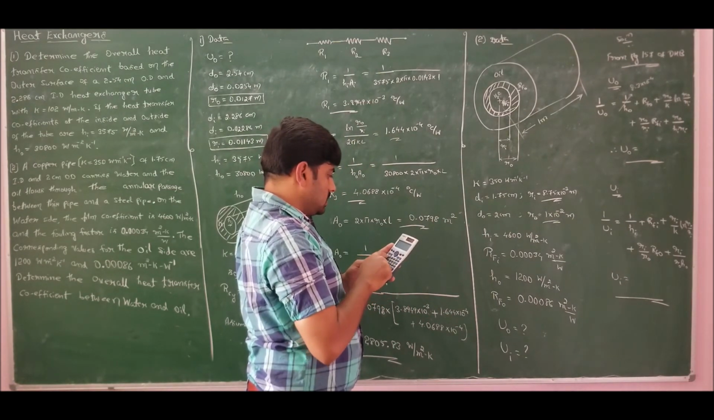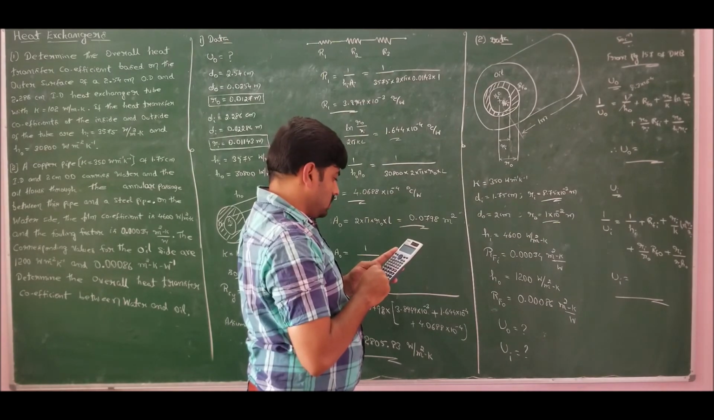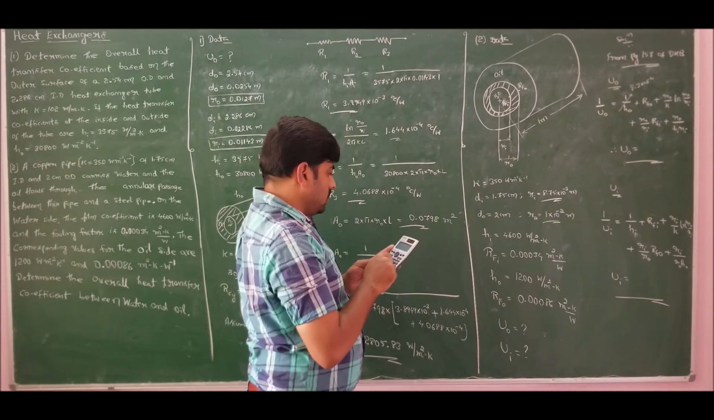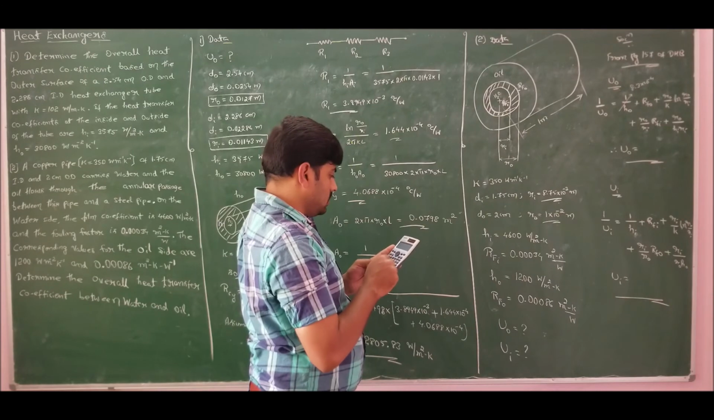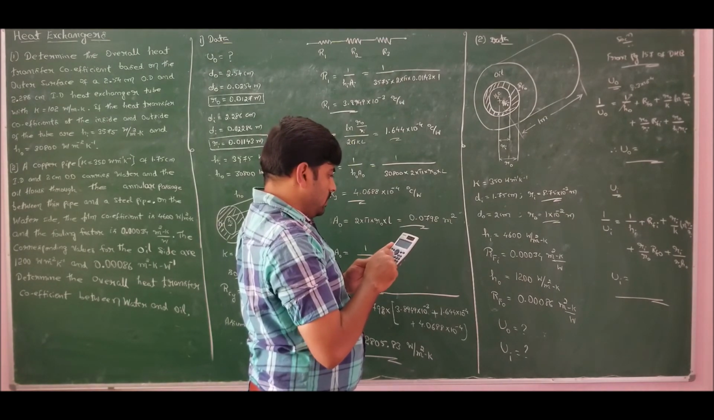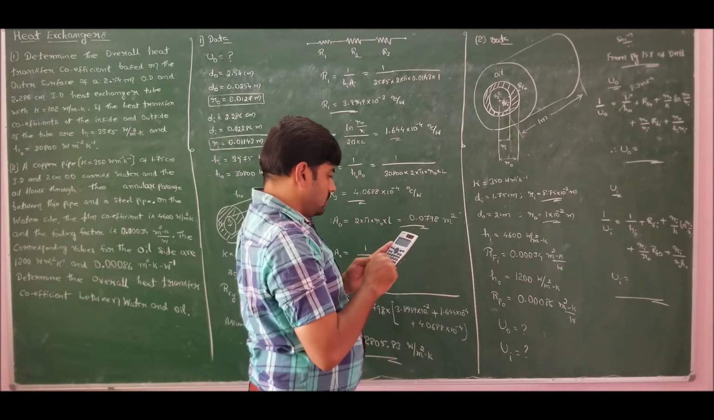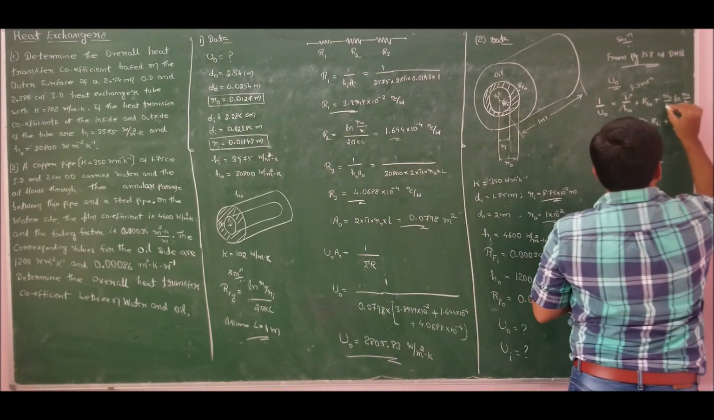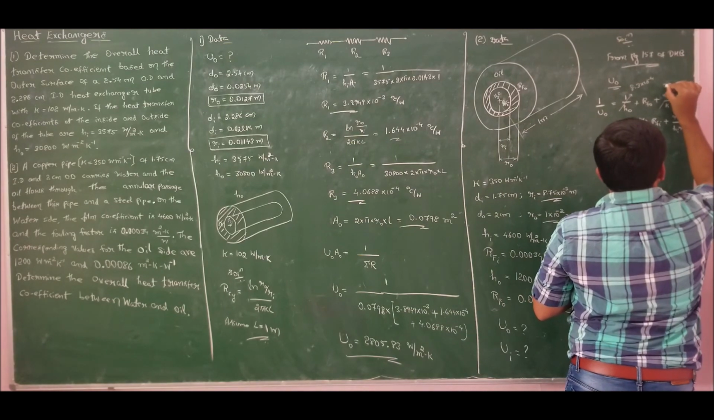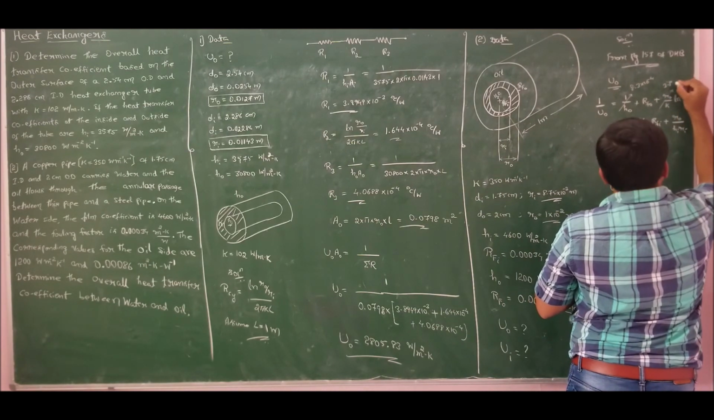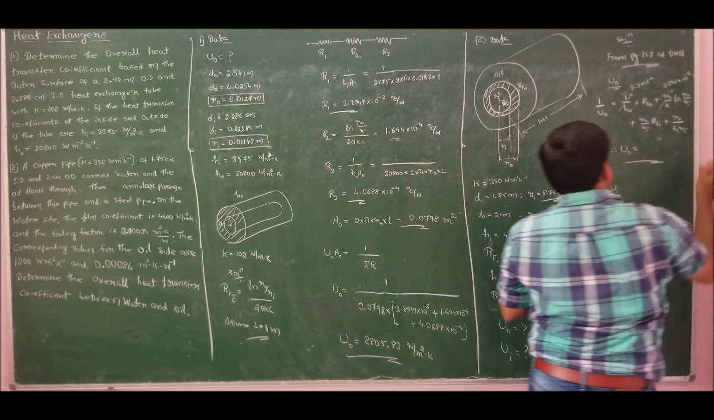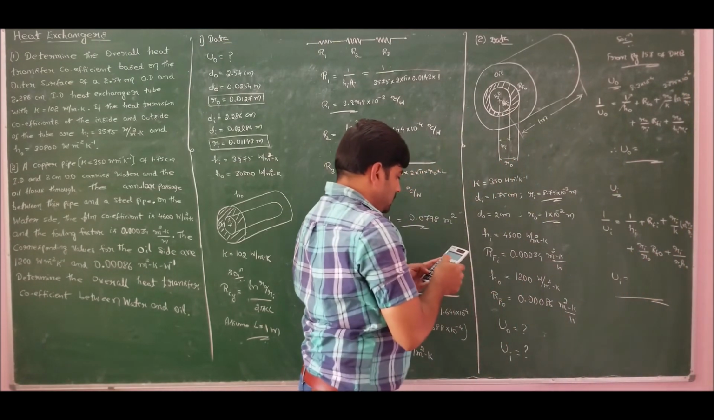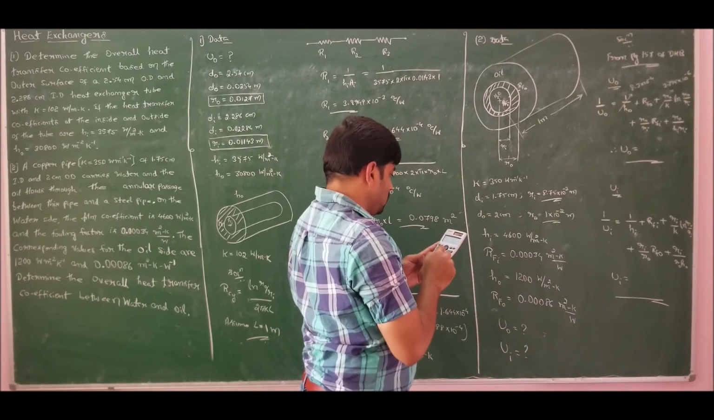Ro is 0.01 divided by k, which is 350, multiplied by ln of 1 by 0.875, which is 3.815 × 10^-6. This term is Ro by Ri times RFi.